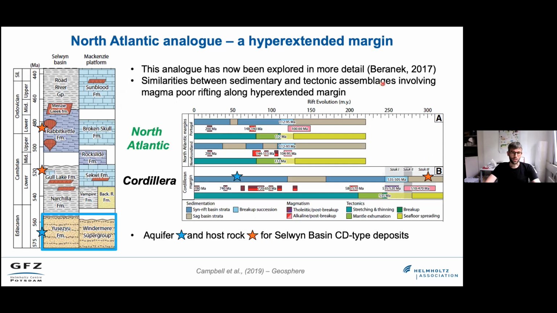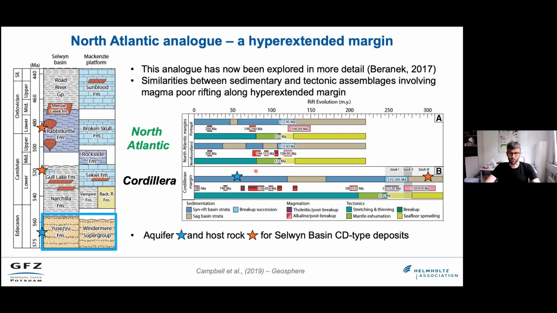On the left-hand side, you see the stratigraphic relationship a little more clearly, and the comparison with the North Atlantic margin has now been explored in a little more detail. Here we've got the Windermere Supergroup and its Selwyn Basin equivalent, which we think is the aquifer. Then in the Cambrian and Ordovician, we've got CD-type deposits forming, and higher up in the late Devonian, which I'll come to shortly, we also have some systems forming. In the center, this is a comparison between the stages of rift evolution in the North Atlantic and the equivalent stages along the Laurentian margin.